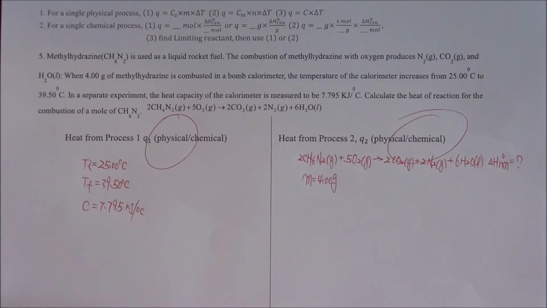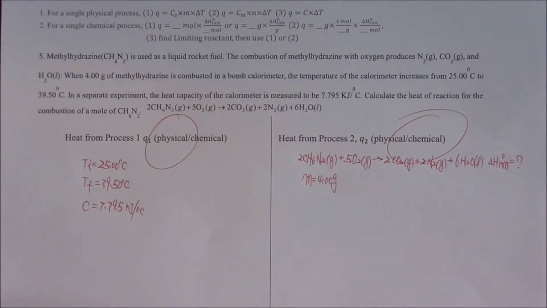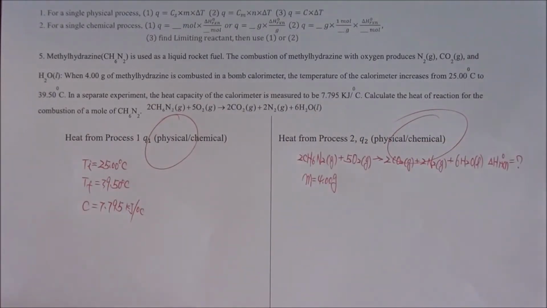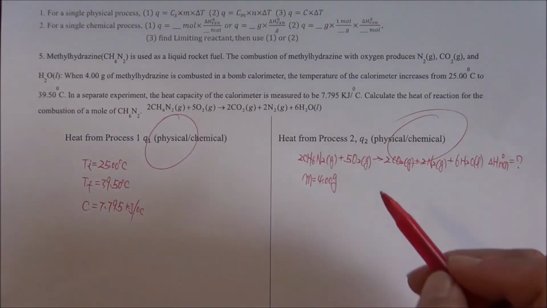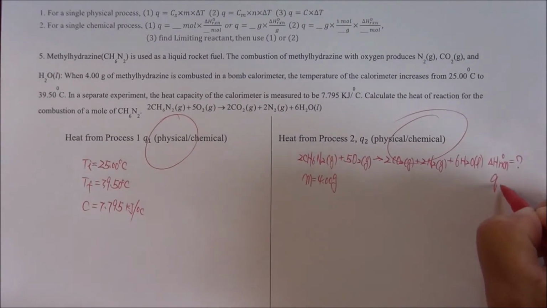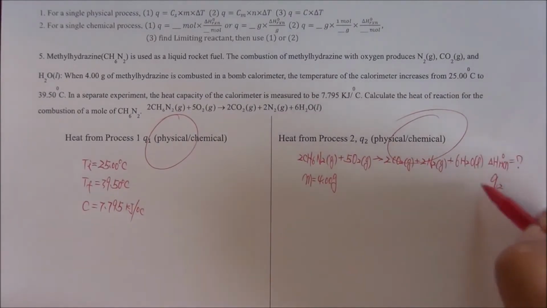There is another thing you have to pay special attention to. Delta H reaction is always directly behind the balanced chemical equation. Below delta H reaction, it has to be the heat. Because this is process 2, we call this Q2. Even if we don't know the value of Q2, we still put Q2 directly below delta H reaction.